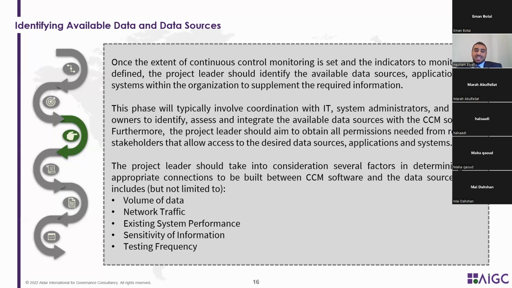But when we select an appropriate connection, and by connection I mean the integration between the continuous control monitoring tool that we're going to use and the data sources, we need to take several factors into consideration. Is there any issue with the network and network traffic? How large is the data? Is it huge, requiring a significant amount of processing power to be communicated or connected? How sensitive is the information? Sometimes the information is so sensitive that you cannot even require direct access to it, and then we may add some kind of data warehouse in the middle in order to integrate the CCM tool with the data source.